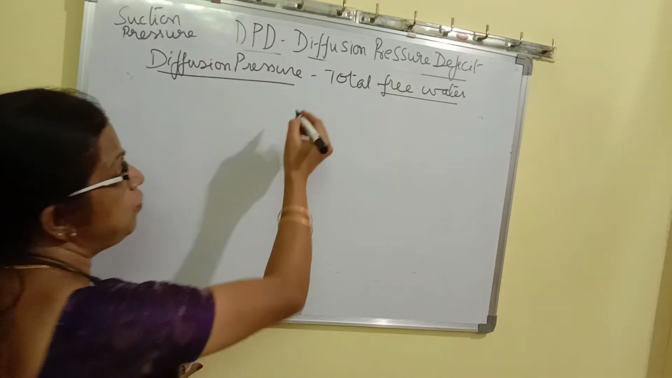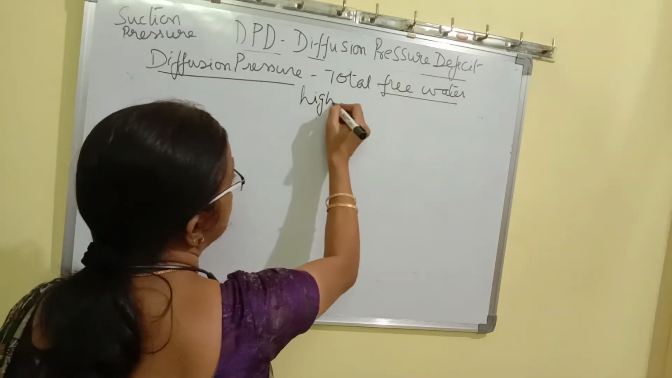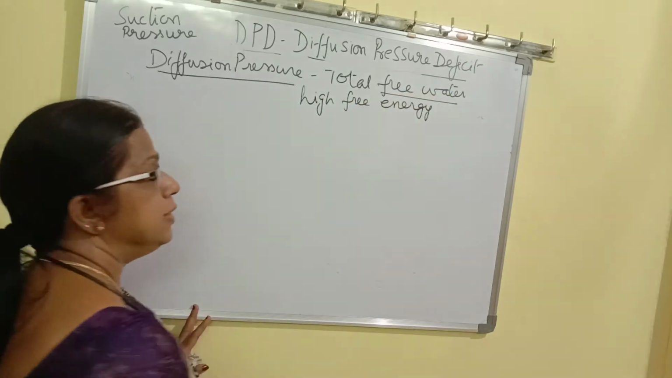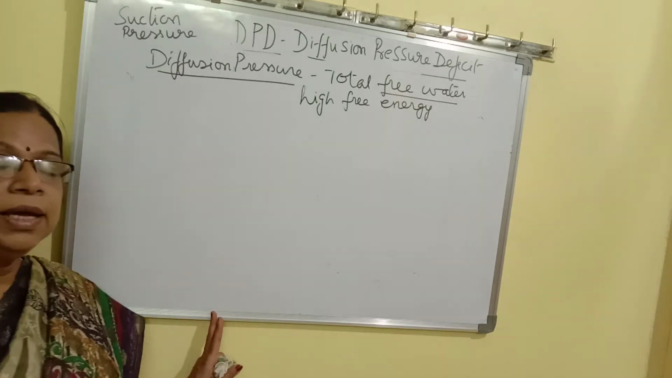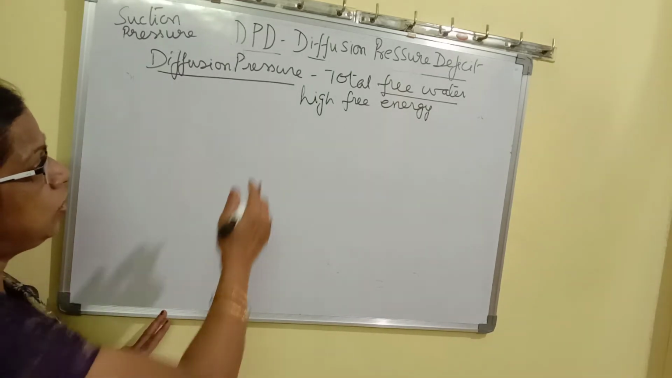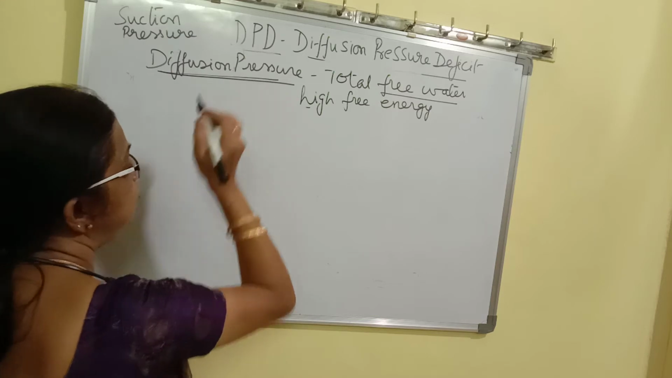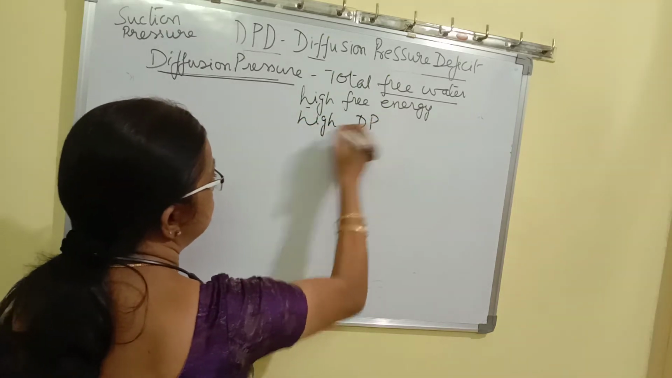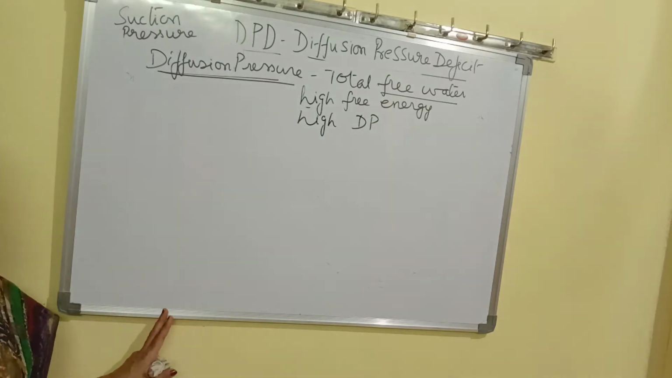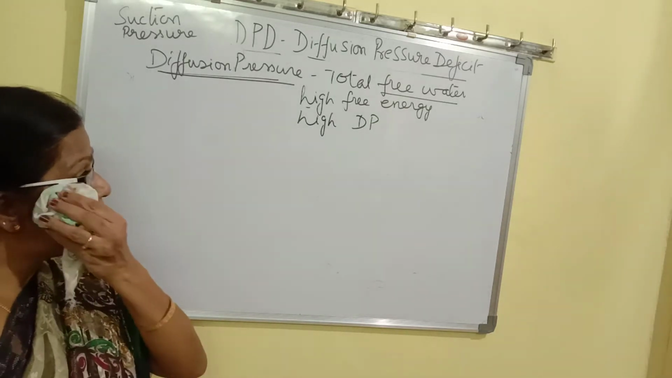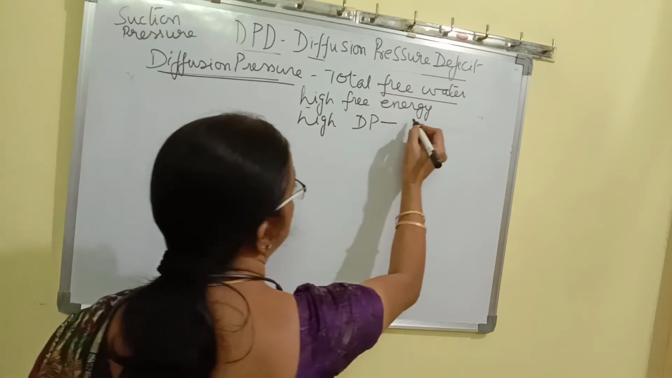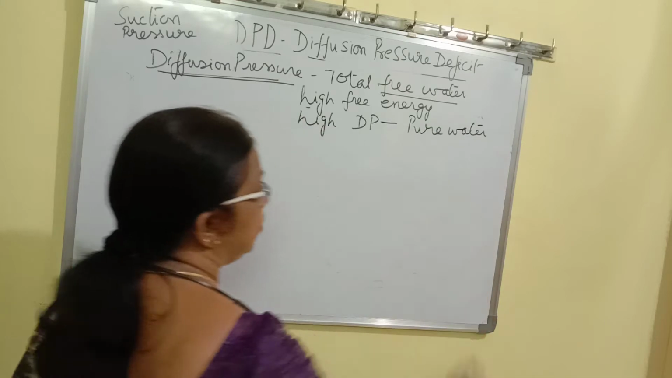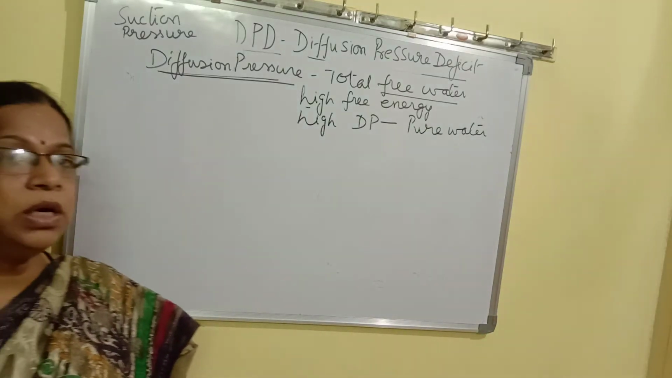In free water, we find high free energy, or kinetic energy. High kinetic energy or free energy means there is high diffusion pressure. So where do we find high diffusion pressure? In pure water.